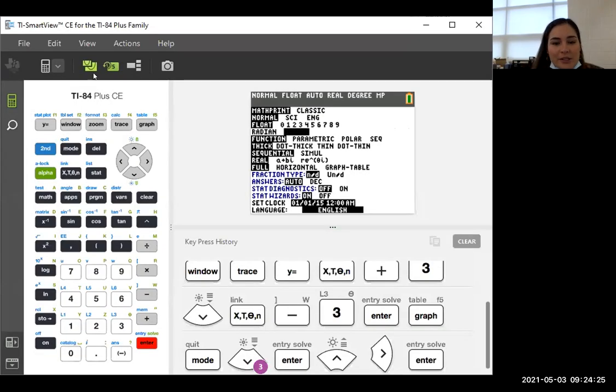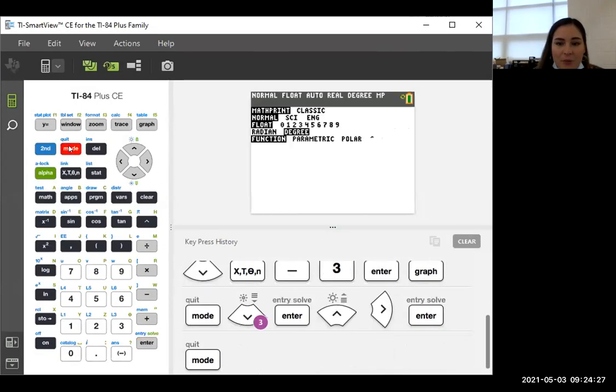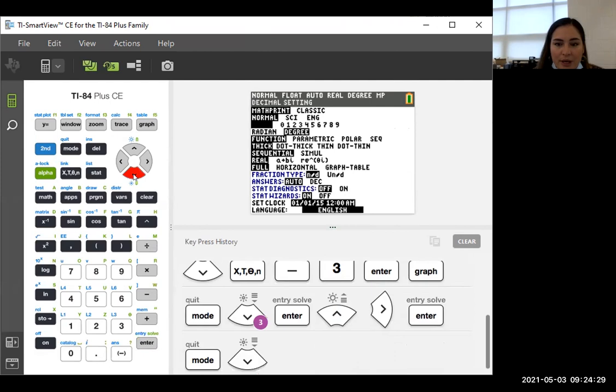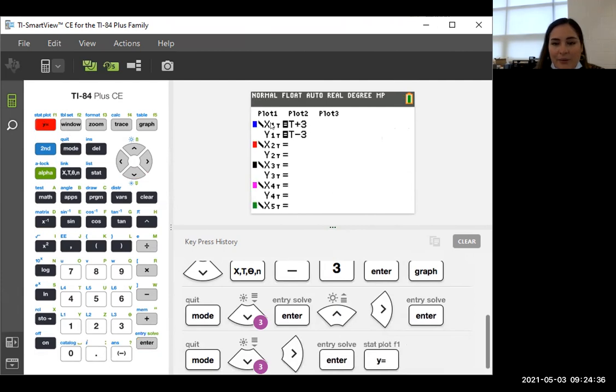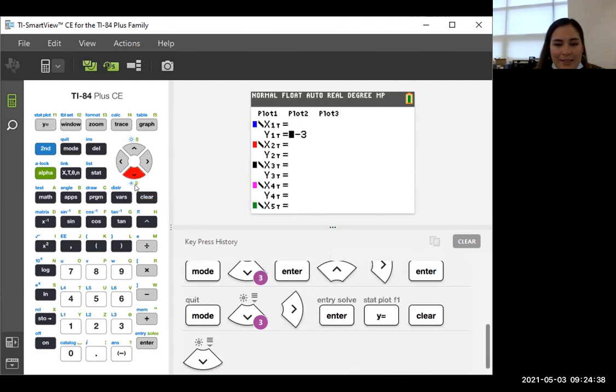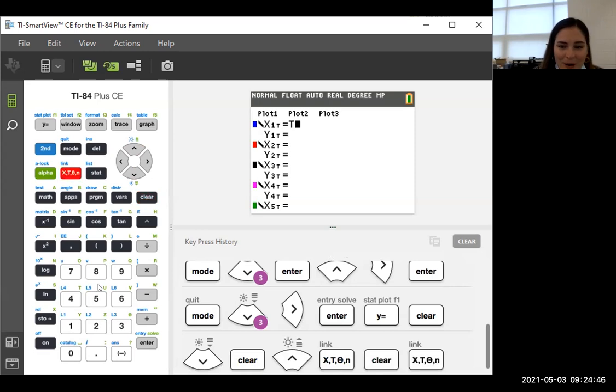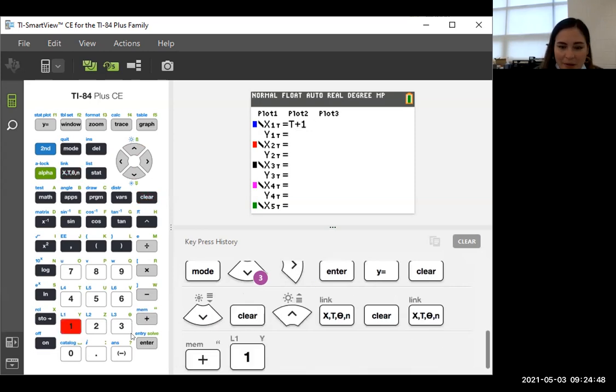So here's our TI-84. We want to go to mode, and we want to go down to function, and we want to change it to parametric, right? And then we can go to y equals, and now that X,T,theta button that probably your whole math life has just been an x. Look at that, now it's a t, right? So you can put in whatever parametric equation you want, t plus 1. You can do the one we did earlier today, t plus 1, t plus 1.